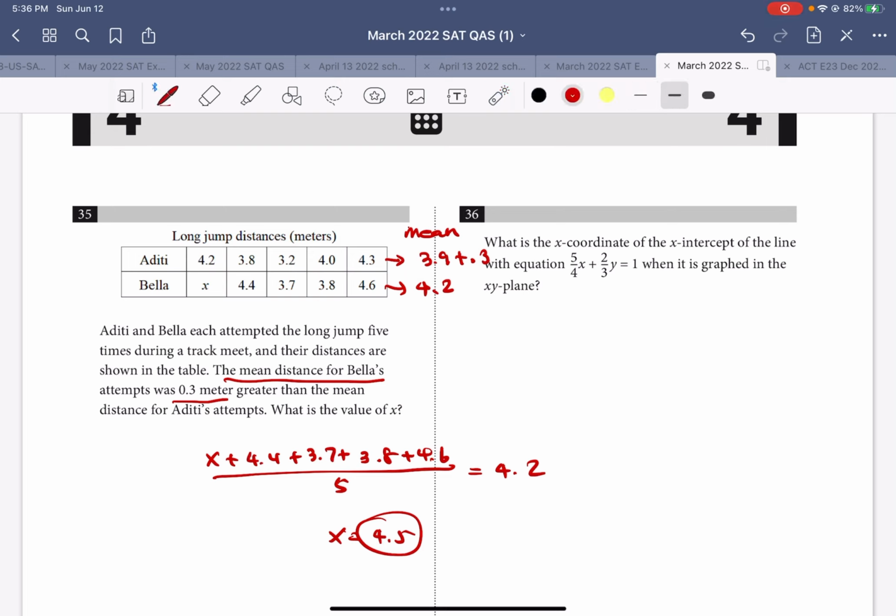Now, number 36. What is the x-coordinate of the x-intercept? X-intercept means y equals 0. Y-intercept means x equals 0. Remember that? So y equals 0 means this one is gone. So then 5 times x equals 1. So x is, when you multiply by the reciprocal of 5 over 4, 4 over 5. Okay, so the answer should be just that.